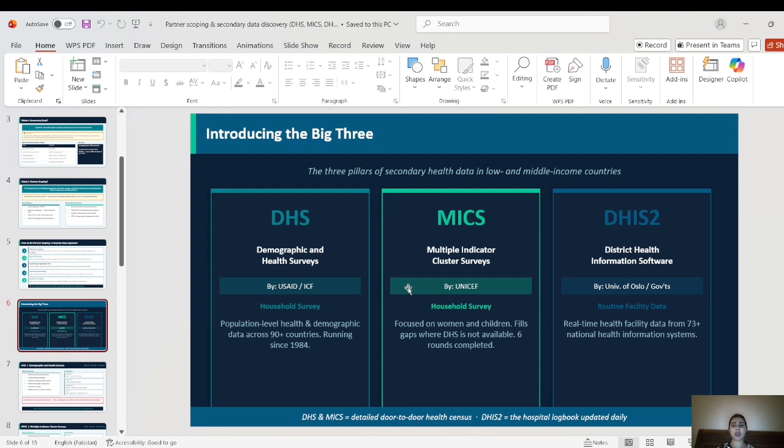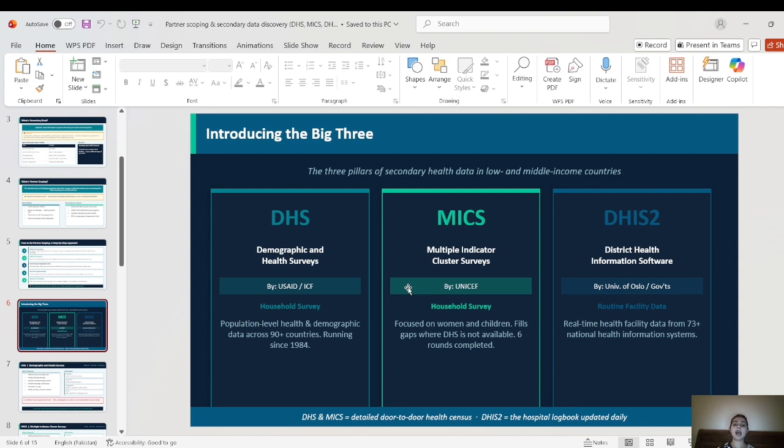Your MICS, what are they? Your Multiple Indicator Cluster Surveys by UNICEF. Basically, household surveys where you focus on women and children, filling gaps where DHS is not available. Three rounds completed. Your DHIS2, your District Health Information Software, is basically your routine facility data: real-time health facility data from 37 plus national health information systems.